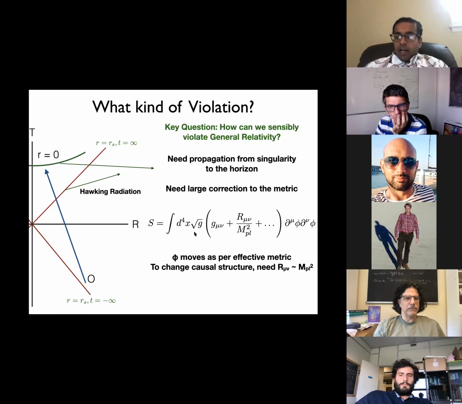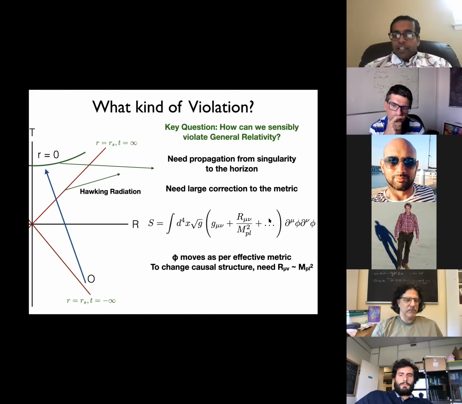Well, let's look at the scalar field action. It couples to the typical GR metric. If that is all there is, then of course I can't do what I want. But in general, of course, there will be higher dimension operators that couple to the scalar field. And since this is actually what the scalar field knows about, effectively the scalar field will move as given by the causal structure of this metric. It doesn't just see g mu nu, it of course sees higher order corrections as well, right? So this field phi will move as per this effective metric.